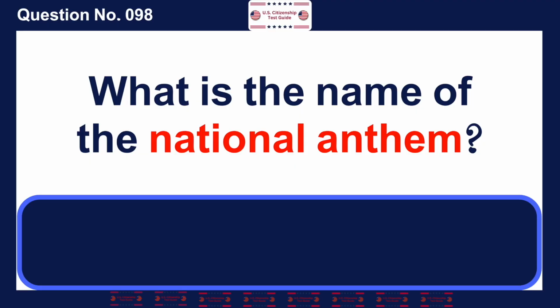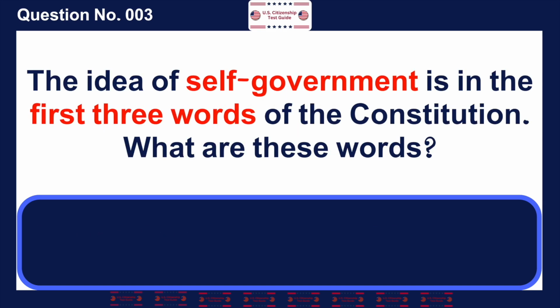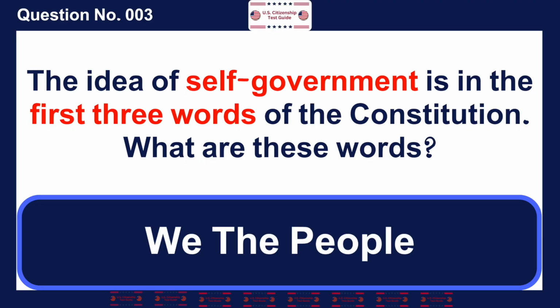What is the name of the national anthem? The Star-Spangled Banner. The idea of self-government is in the first 3 words of the Constitution. What are these words? We the people.